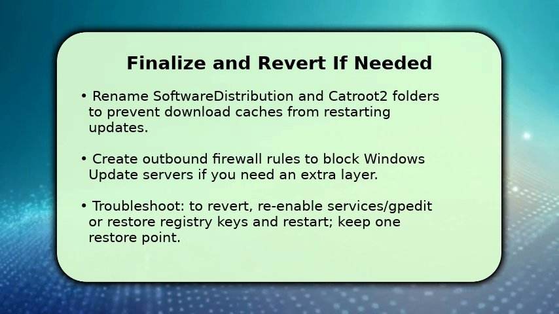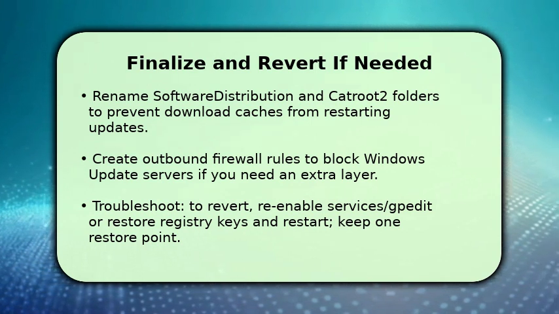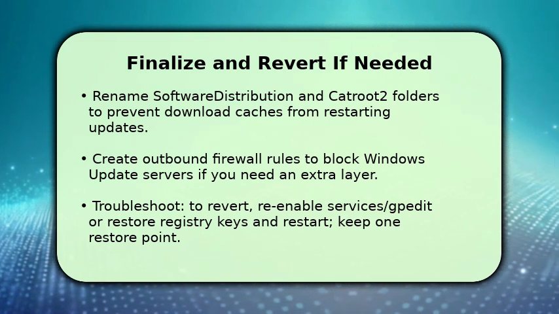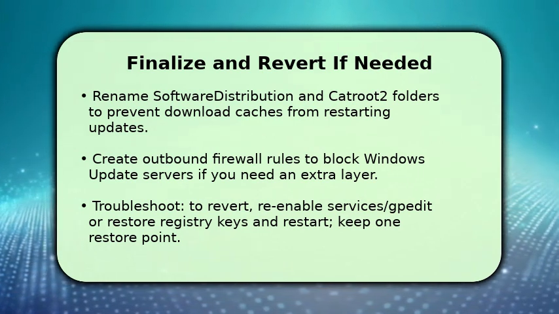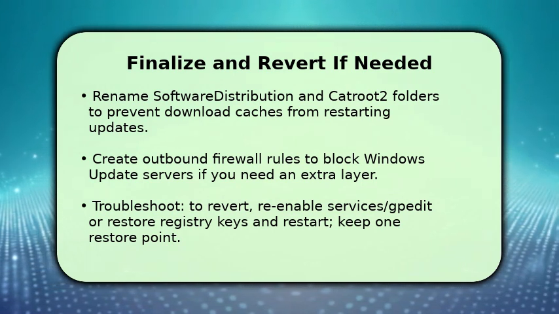Make a restore point so you can revert. If something goes wrong, re-enable the services, reverse registry or group policy changes, restart the PC, and Windows Update will return to its default behavior. This is your key troubleshooting path.